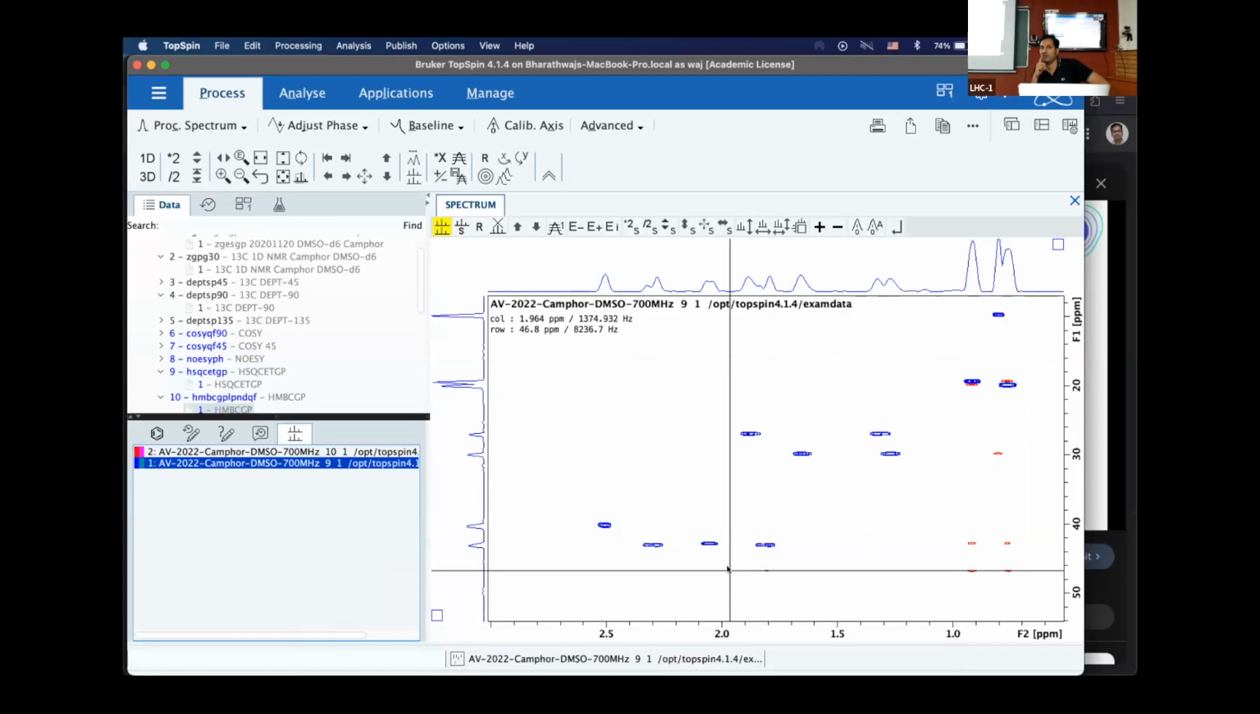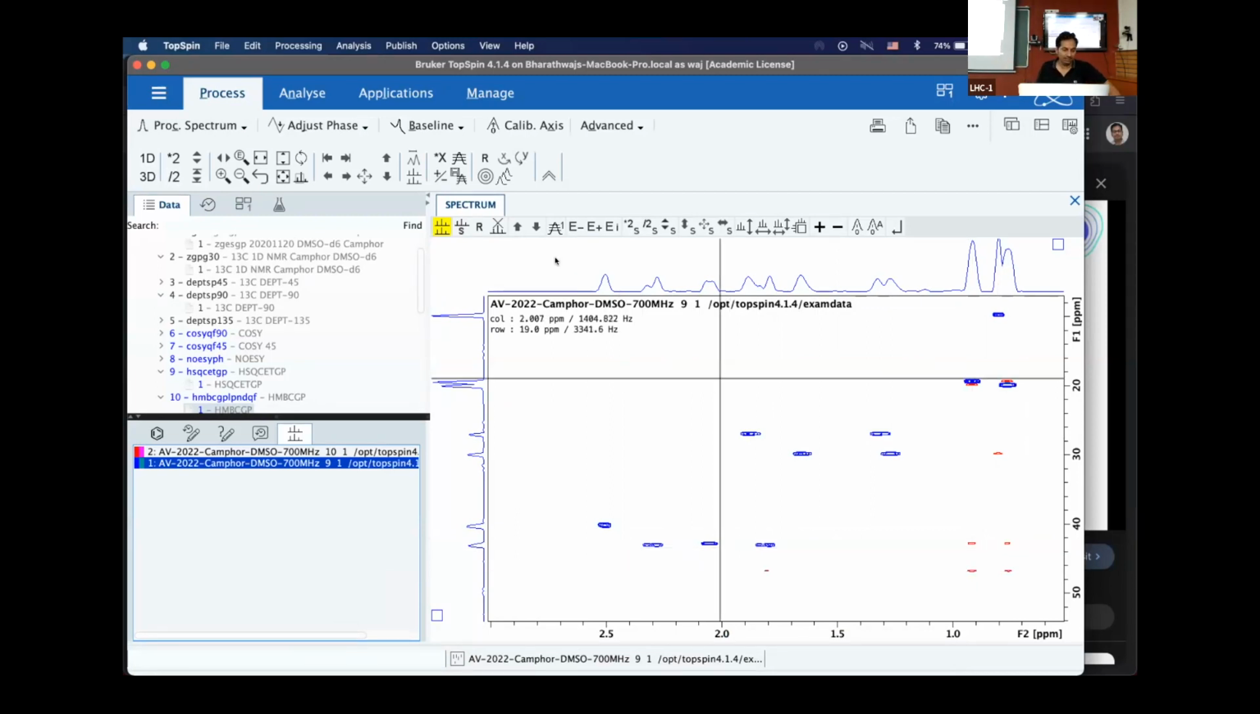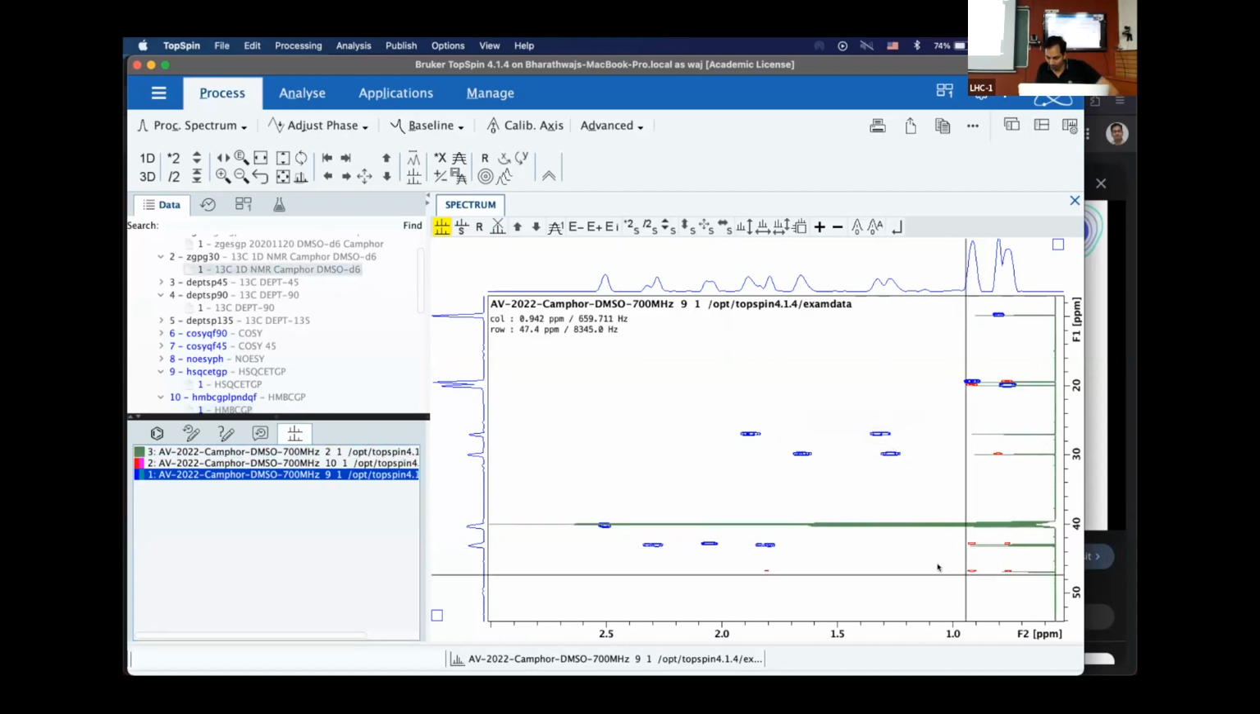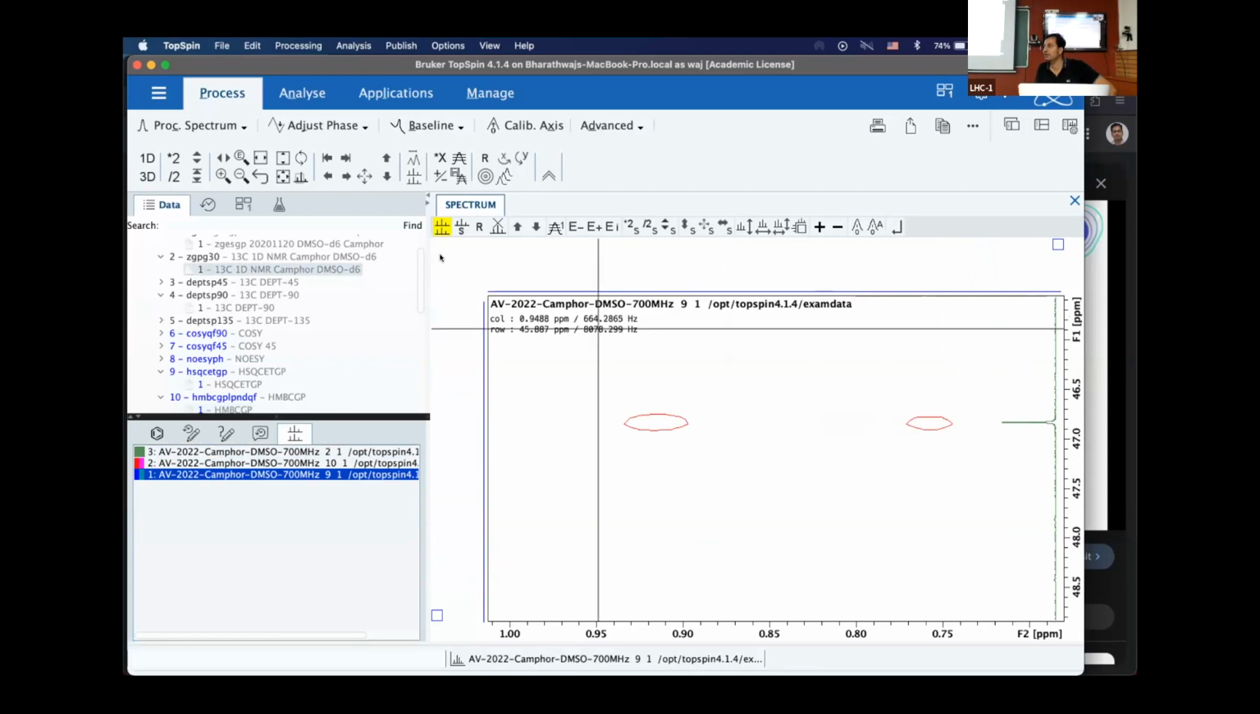What will not be present in a HSQC? You will not see quaternary carbons. Okay? You did not see quaternary carbon. And now what you're able to see in the HMBC, one of the quaternary carbons does come up. You see that in the red.